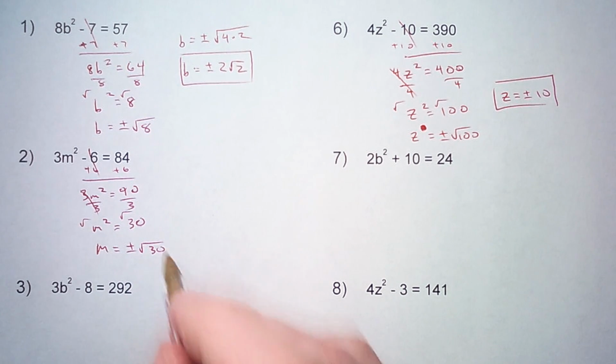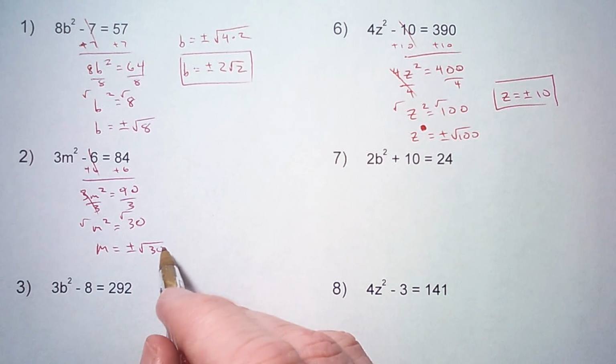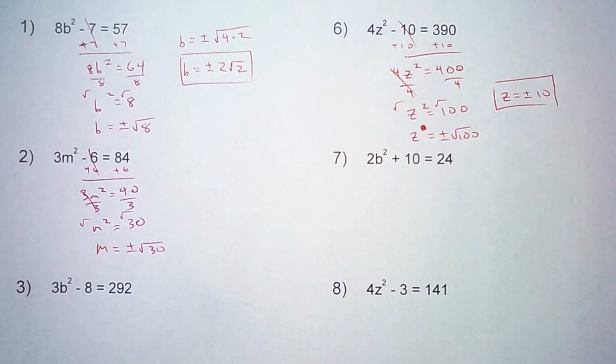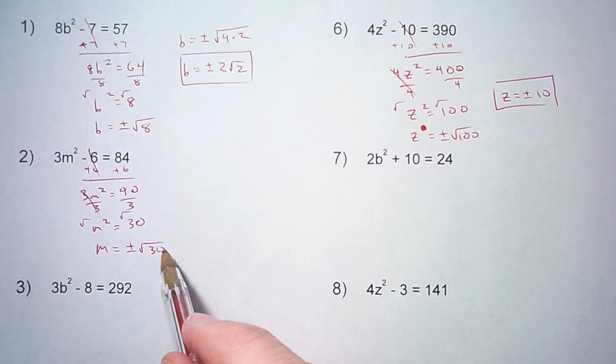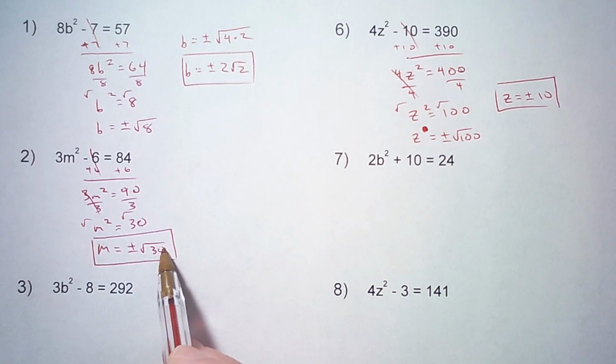Okay, so 30 can be broken up into 6 times 5, and 6 is 2 times 3. It could be broken up into 15 times 2. But we're not going to be able to break it up into any square numbers. So the square root of 30 is not going to be able to be simplified.